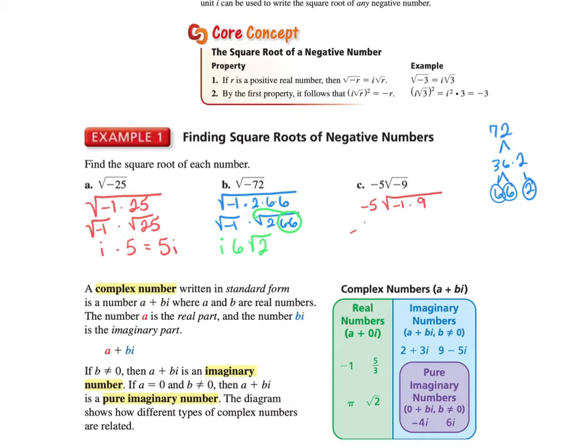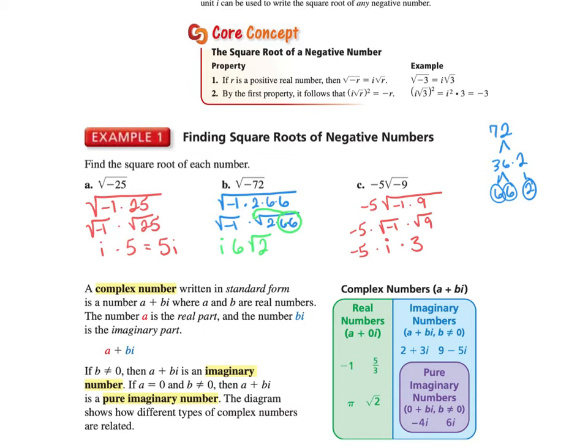So this is negative 5 times the square root of negative 1 times the square root of 9. Okay? Negative 5 is just there. Square root of negative 1 is i. The square root of 9 is 3. Okay? This is all multiplication, so it doesn't matter the order.